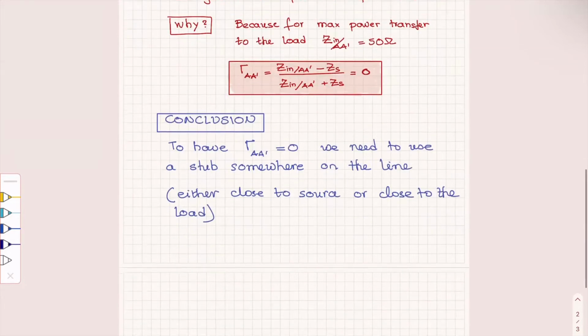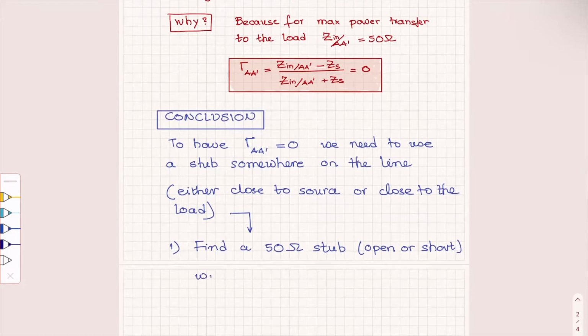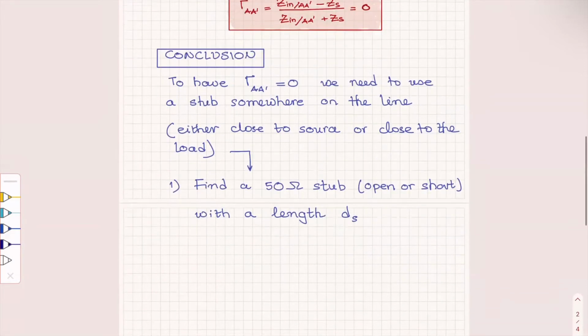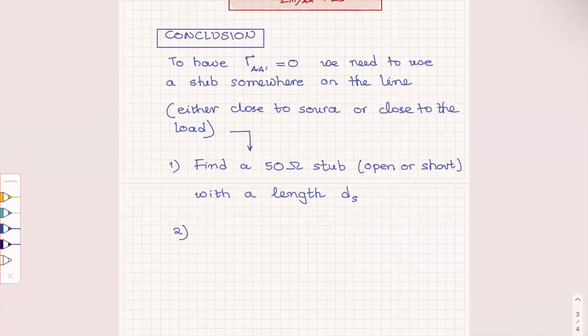Okay, and what does that mean? Therefore, that means that we need to find a 50 ohm stub, open or short, specify, and therefore we have to specify its length, a length ds for the stub, and then second, we need to identify the length d of the line that we have already included. All right.